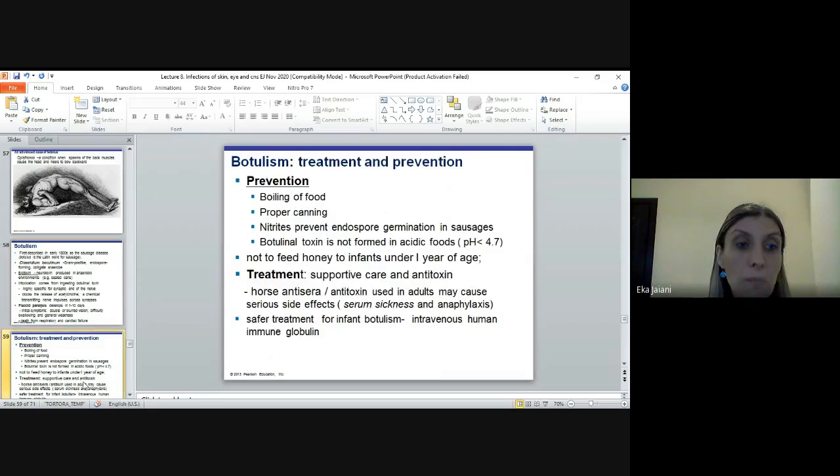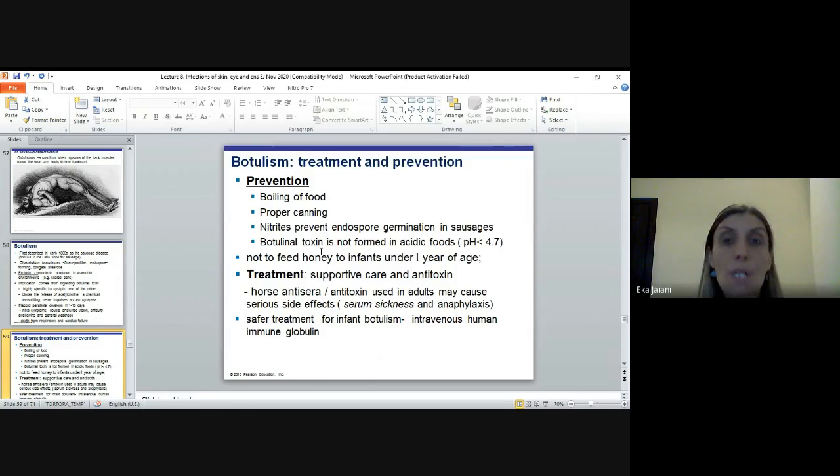And how can we prevent botulism? If we have home canned food, we should boil it for at least 20 minutes, or we should pasteurize the products. For non-home food, so this kind of food that is made in food factories, of course, they use pasteurization and they kill these spores in food. And so mainly pasteurization is done.